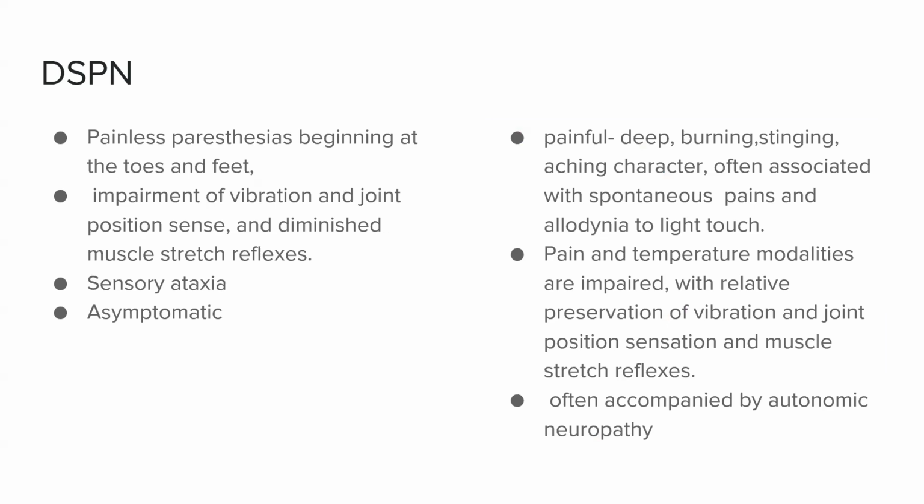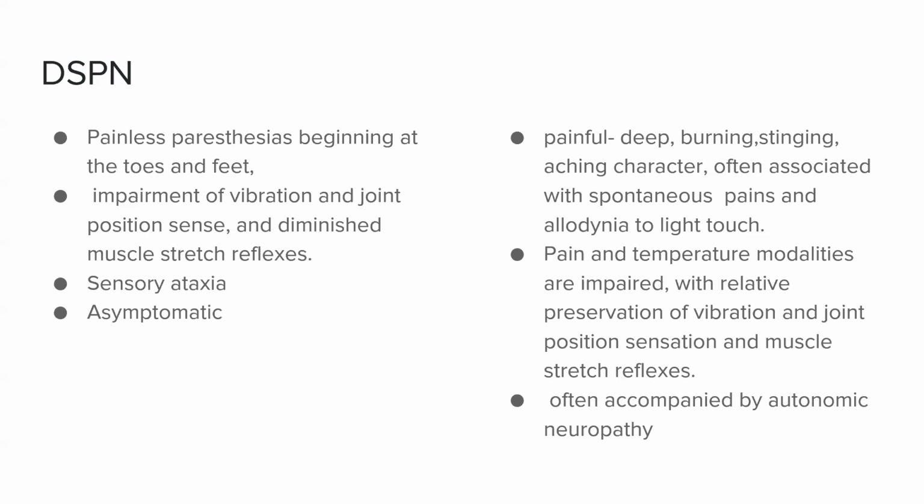In distal symmetrical polyneuropathy, the large fiber variant, the patient will have painless paresthesia at the beginning, in the foot and the toes. When you check the vibration and the joint sensation, this is impaired. They will have diminished stretch reflexes and sensory ataxia. That means when they're walking, there will be some sort of ataxia. You can check sensory ataxia by doing the Romberg test.